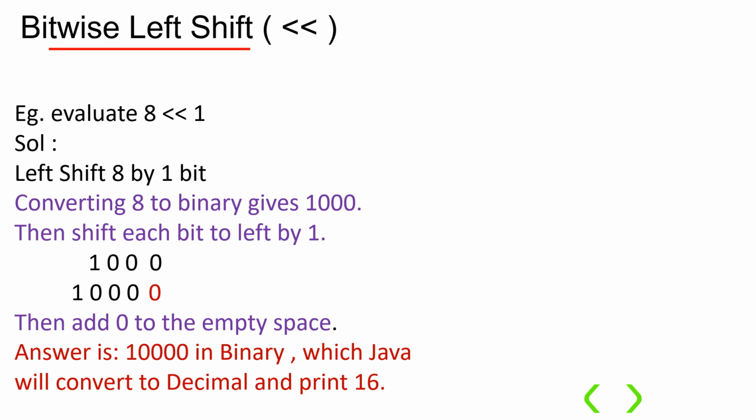Now, what if the question said left shift 8 by 2 places or 3 places? It's not feasible to every time convert the number to binary, then left shift and do all that stuff. The good news is we have a shortcut.